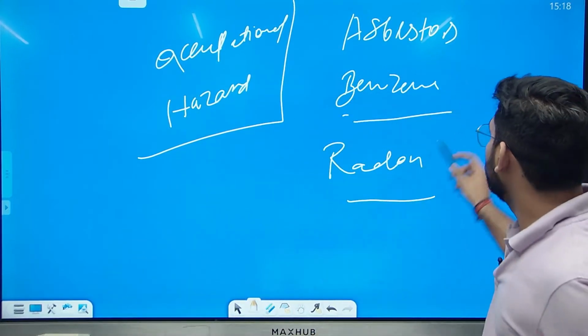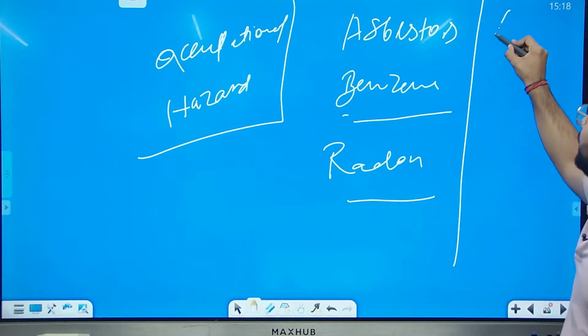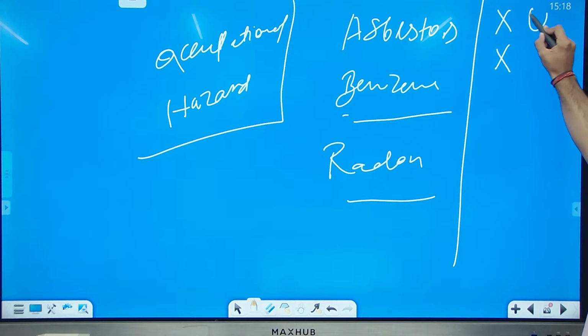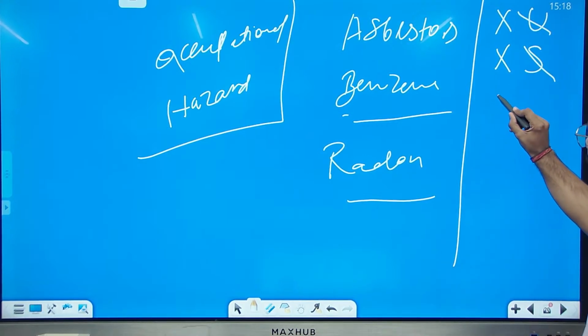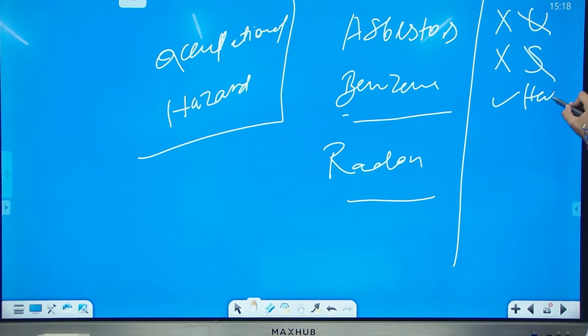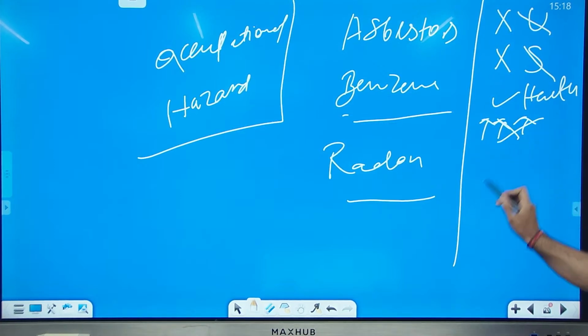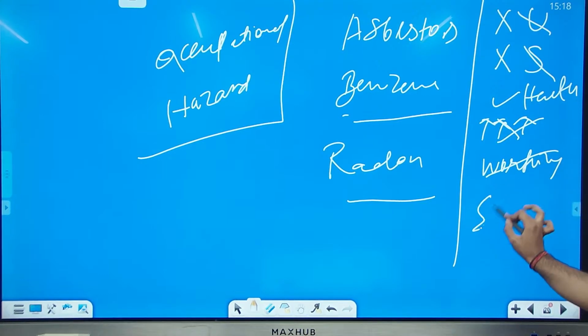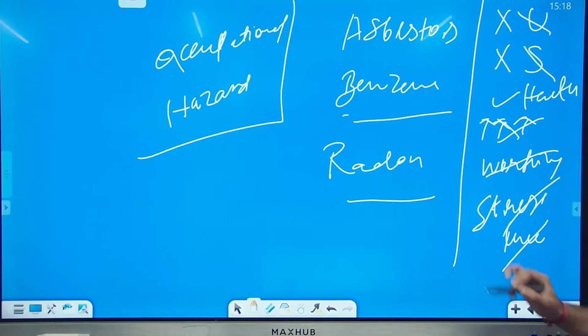You are working, you are not drinking alcohol, you are not smoking, no alcohol, no smoking, healthy diet, means no maximum eating of outside food, working place, stress level, all these things have to be controlled.